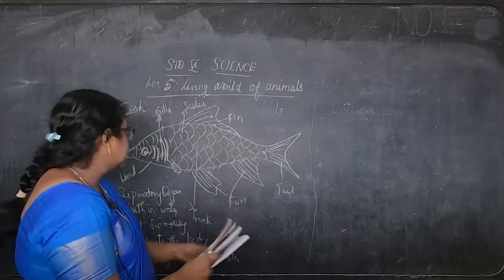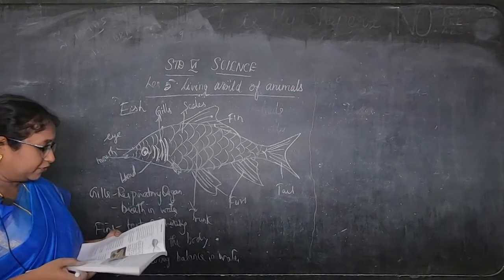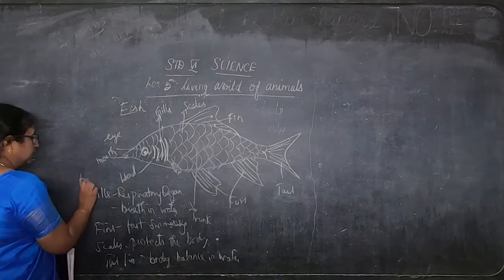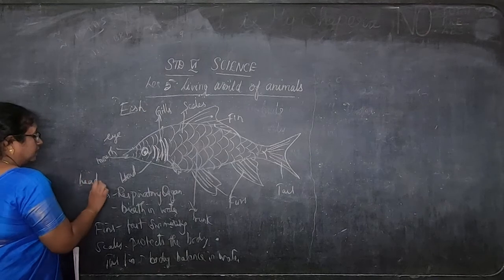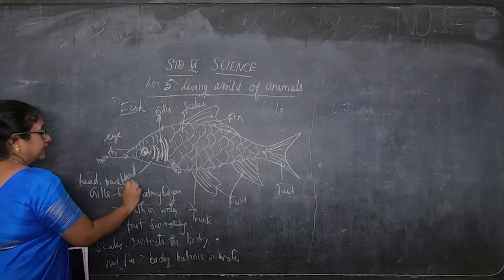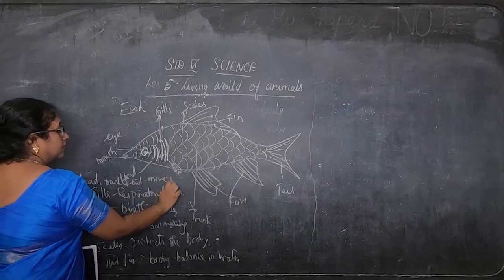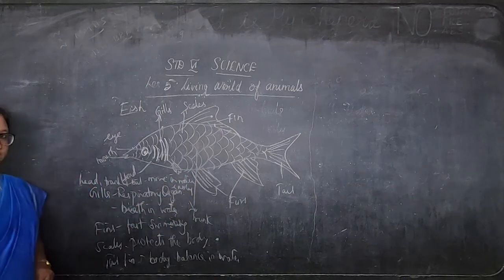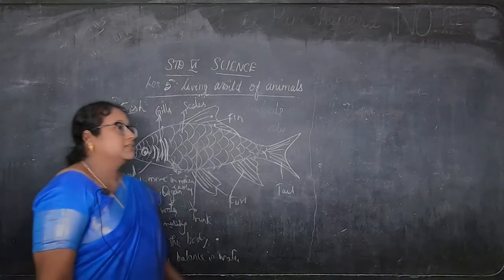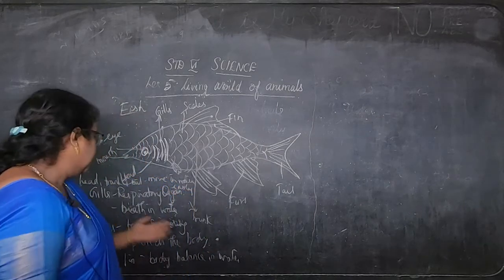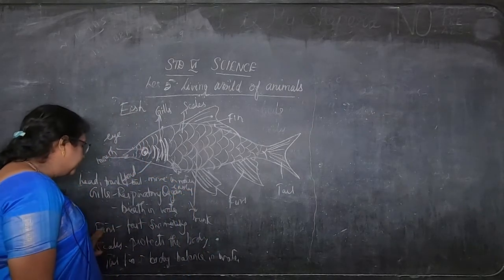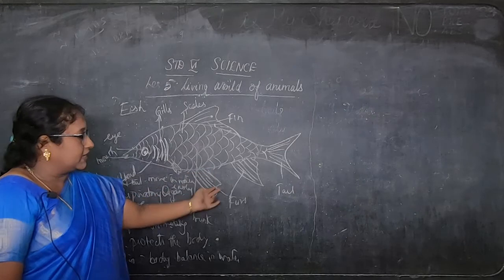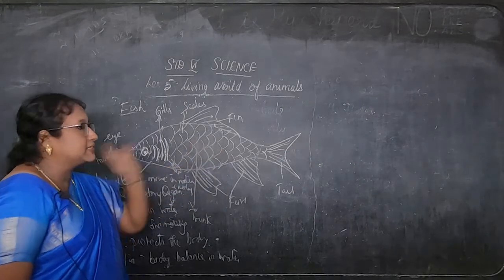So what did we see, children? Before that we saw head, trunk and tail. This helps the fish to move through the water. Head, trunk and tail help it move in the water easily. Next is the gills, that is respiration. I said it's a respiratory organ which helps in breathing in the water. Then fins, that helps in fast swimming. Then scales, these scales protect the body.